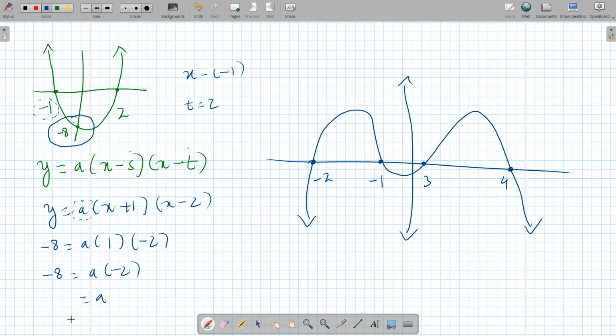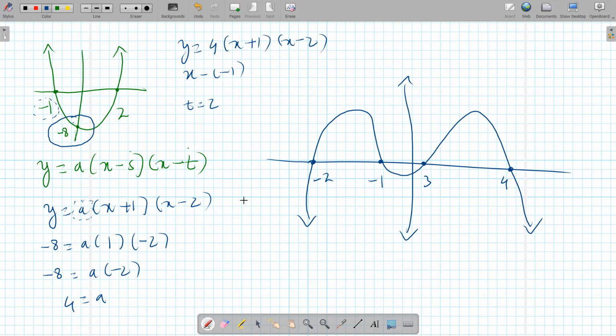What do we do on both sides? It's a very simple linear equation. You divide by -2. Exactly. What's -8 over -2? +4. Yeah, exactly. And that's all. Easy as that, right? So therefore, the equation of this quadratic is going to be y equals 4(x plus 1)(x minus 2). You see that?